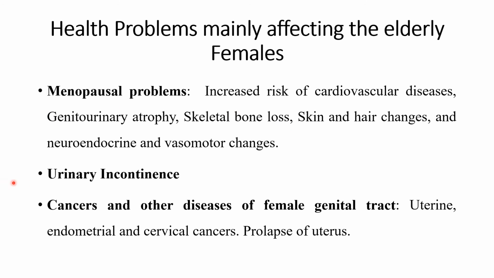Okay. Then urinary incontinence, it is a very disturbing problem. It is relevant from both the medical as well as psychological point of view. This urinary incontinence, especially in females. Then cancer and other disease of female genital tract, like uterine, endometrial, and cervical cancers. These are common in this age group. Then prolapse of uterus. It's a debilitating problem.